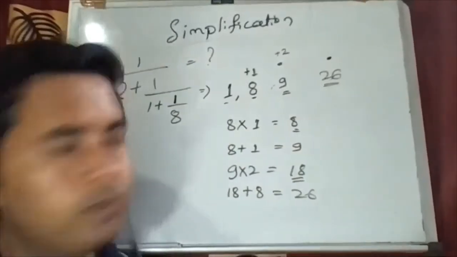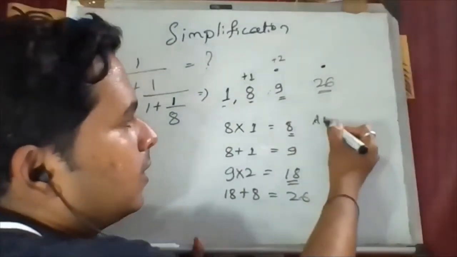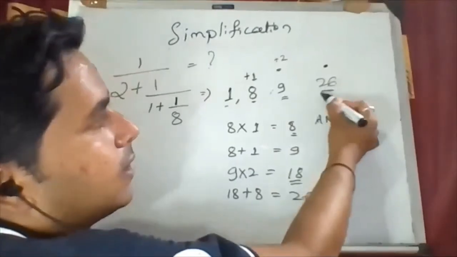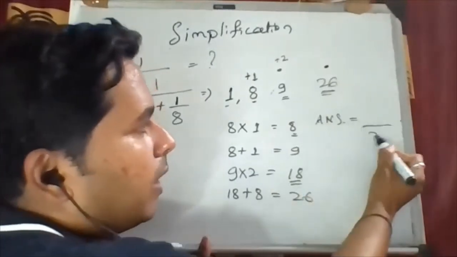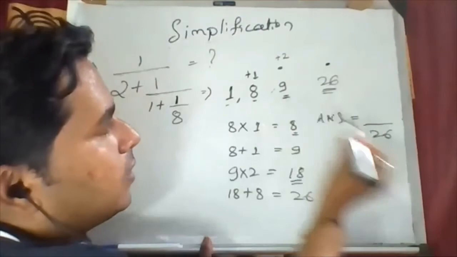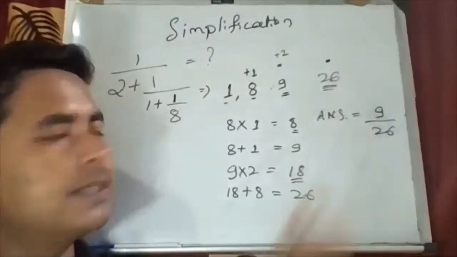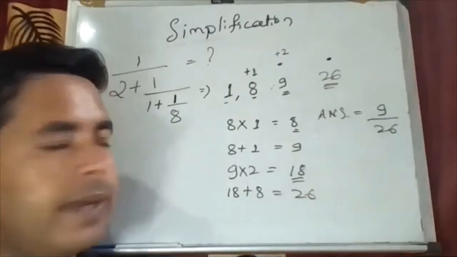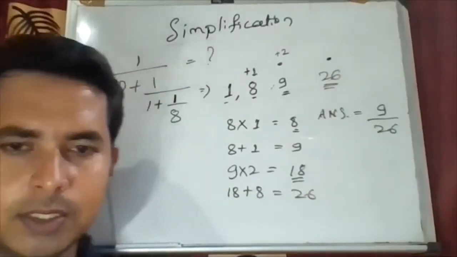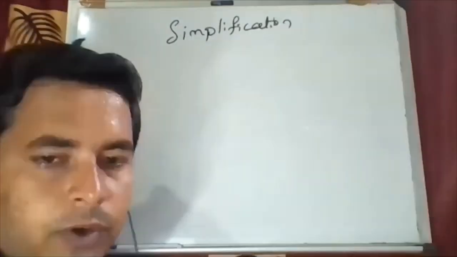Then what you have to do? What will be your answer? The last digit will come as a denominator, and before that last digit will come as a numerator. Before that will come as a numerator. So your answer will be 9/26. One more example.